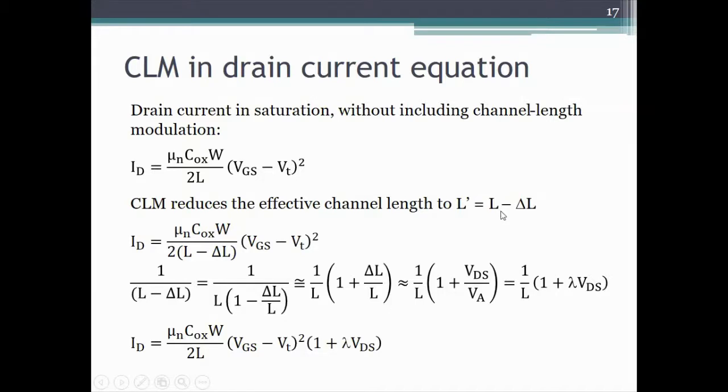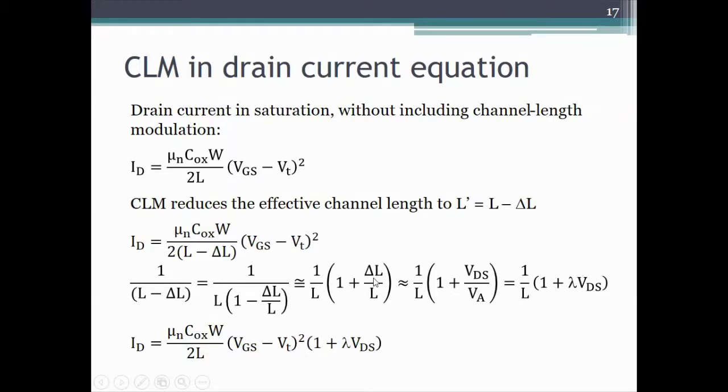It's pinched off. So L prime is L minus delta L, and we do some Taylor expansion. So we say 1 over (L minus delta L) is equal to 1 over L times 1 over (1 minus delta L over L), and 1 over (1 minus x) can be approximately written as 1 plus x, if x is small, which we are assuming, that delta L over L is small. Then we make an approximation that delta L by L can be approximately written as VDS by VA. Right? It's again an approximation.